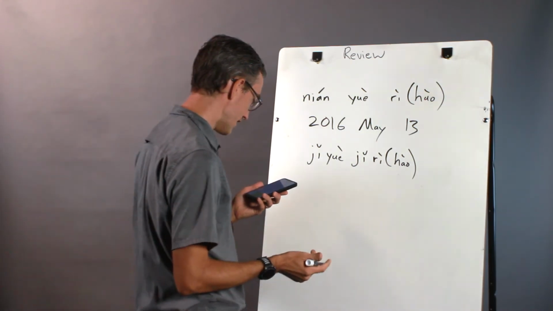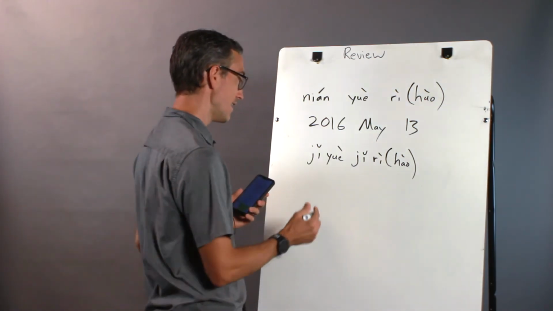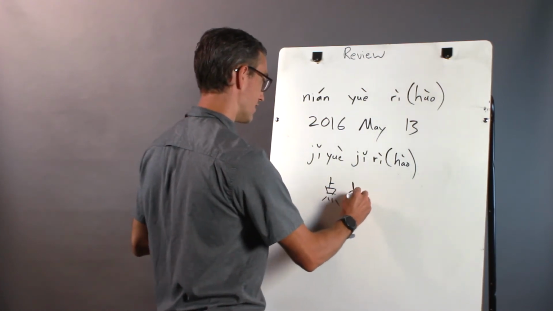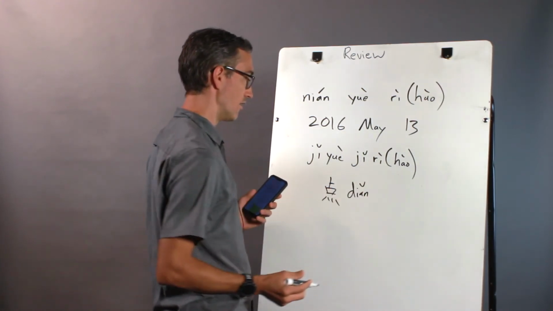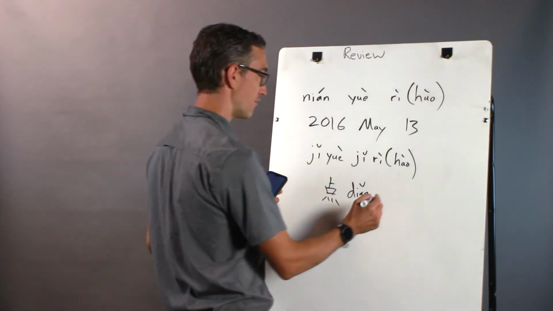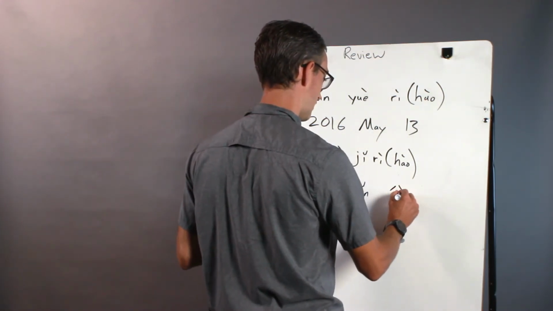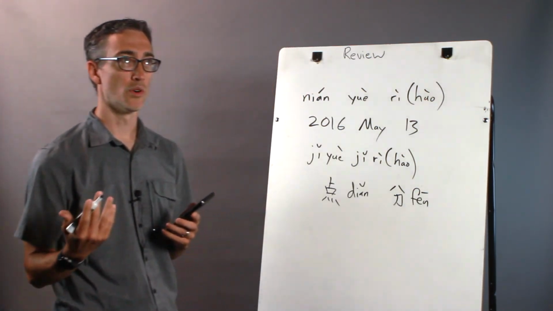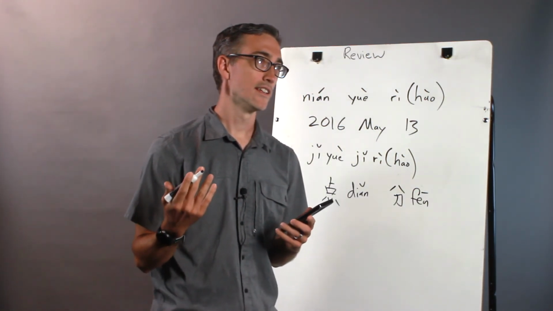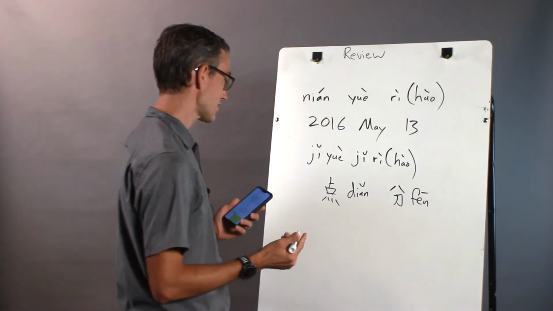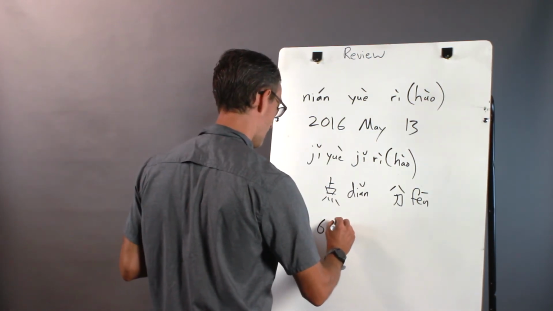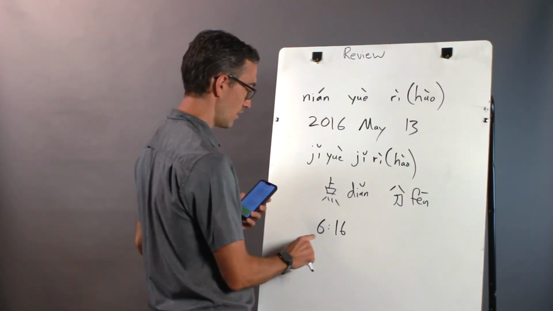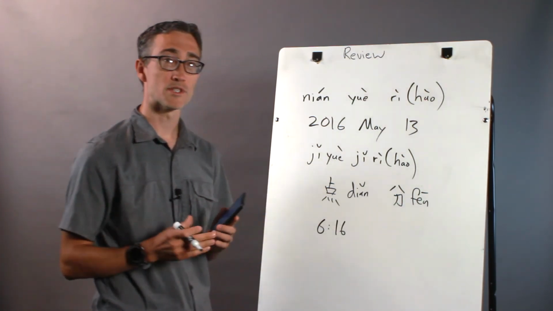And then dates and then time. Lastly, we talked about time. And 点 is how we say o'clock. And 分 is how we say the minute. So if I want to say 6:16, the time, then I would say 6点16分. 6点16分.